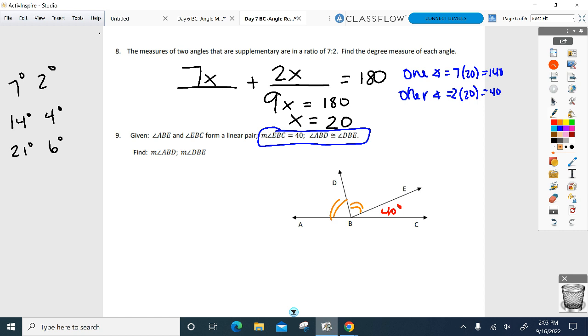What did we get? I got 70. Okay, that's the first step, right? 70 degrees. How'd you get there? I made an equation. Okay, I'll hear the equation. What is it? I did 2x because ABD and DBE are congruent. Yep. And then I did plus 40 for EBC, and then I made it equal to 180. Good. Okay, you could set up an equation.